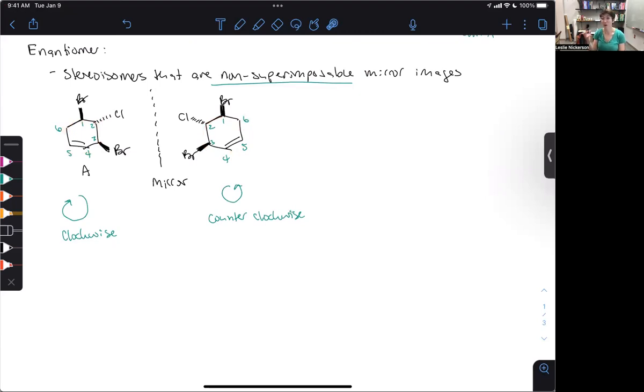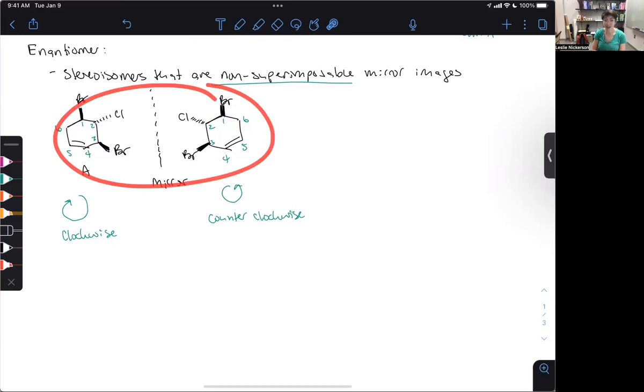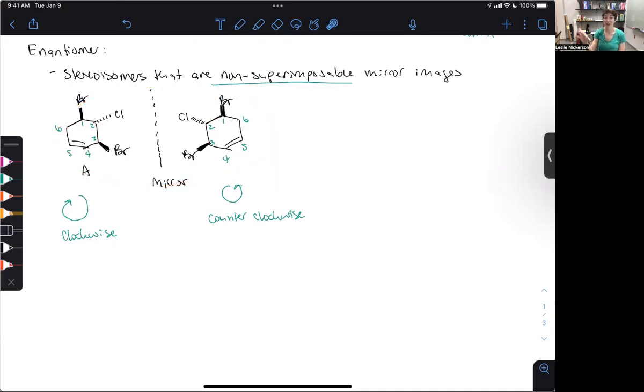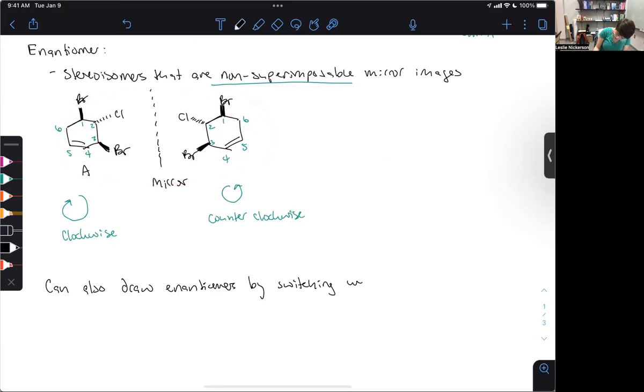There are some instances where you want to be drawing the enantiomer, but you want to make sure that you have a good idea of when you want to do that and when you don't. Okay, so that's one way to draw out enantiomers, is just straight up draw the mirror image. Sometimes that can be a little bit tricky if the molecule is kind of big and complicated. So a lot of times a really good method is that you can also draw enantiomers by switching all the wedges and dashes.